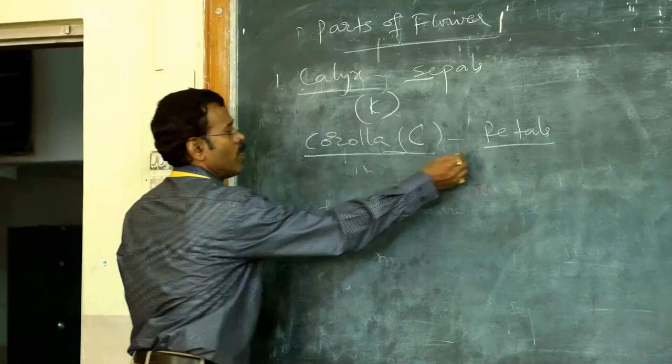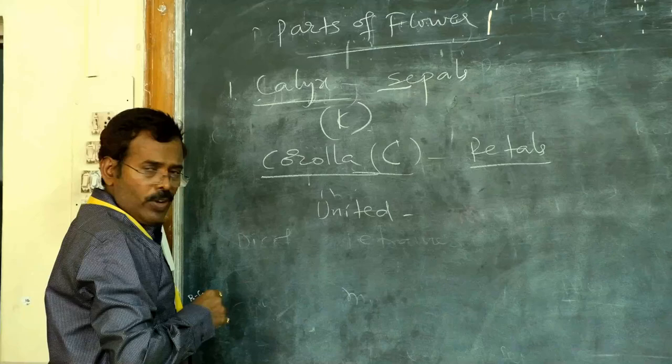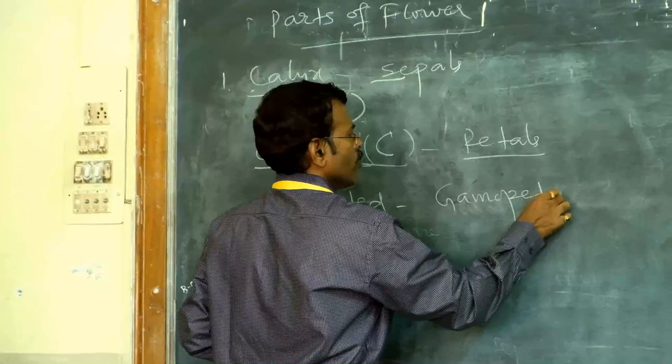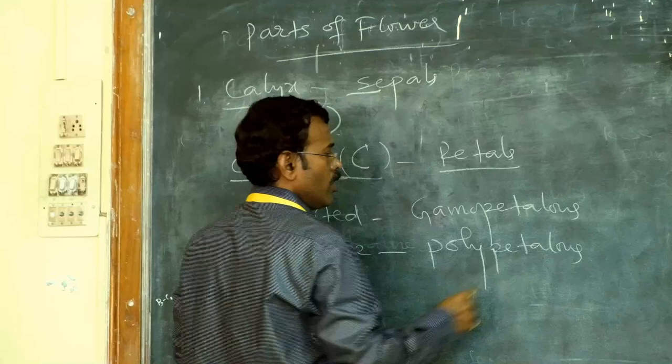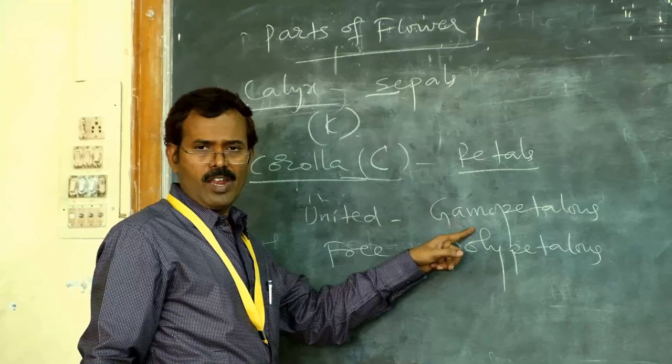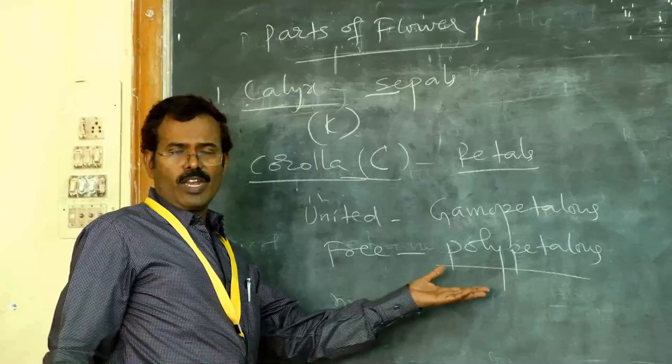Petals can be united or fused with each other, and that is called gamopetalous condition. If the petals are free, not fused with each other, then it is called polypetalous condition. Gamopetalous condition you can see in datura, vinca, chili, brinjal, etc. Polypetalous condition you can see in case of pea, mustard, etc.